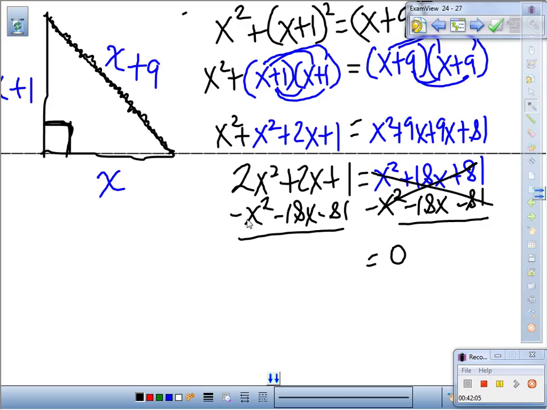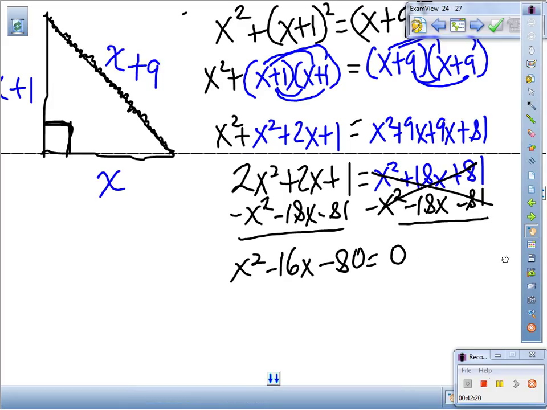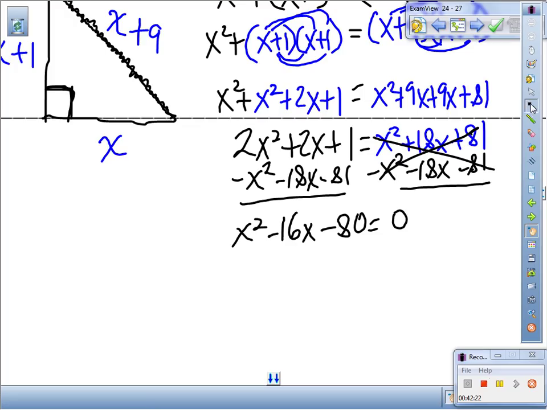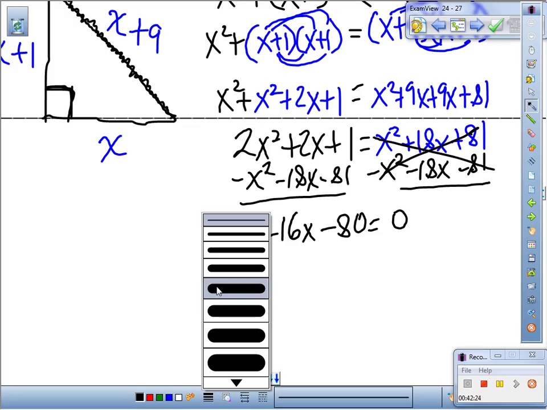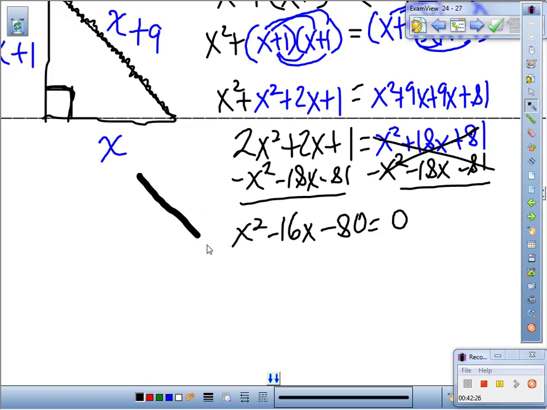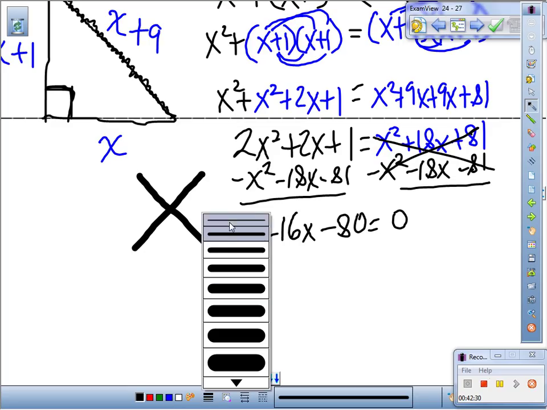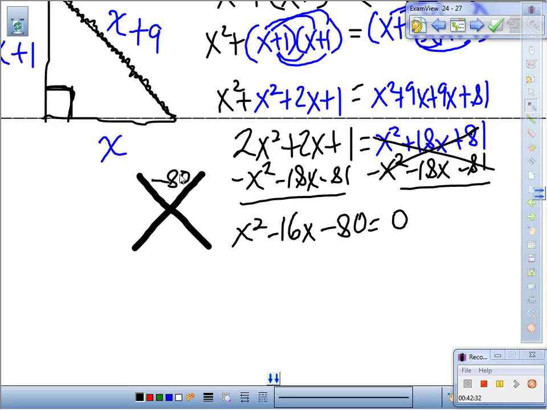Let's see, 2x squared minus 1x squared, x squared. 2x minus 18x, negative 16x. And 1 minus 81, that's negative 80. All right, let's solve. Nice. Negative 80 and negative 16.